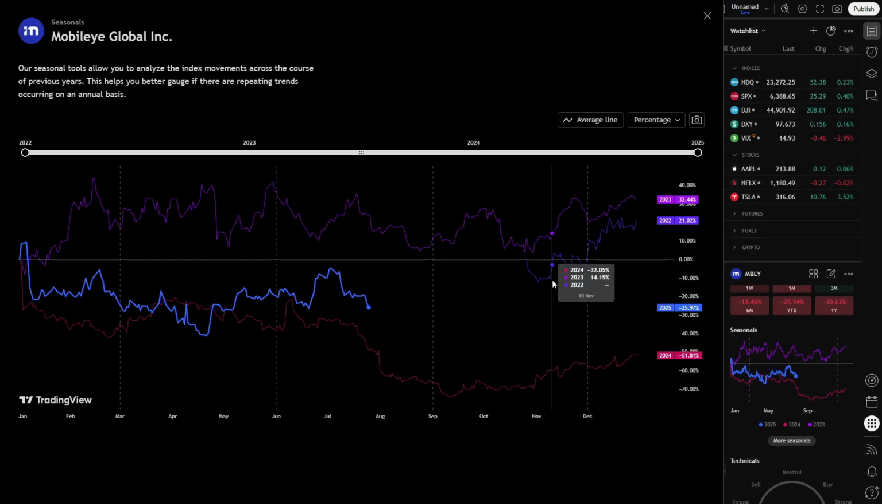Now, the performance of the stock is a coin flip, but it's a quite new stock, so of course that is to be expected. As you can see, last year minus 50%, this year down almost 26%, and in years like 22 and 23, up by 20 and 32%.